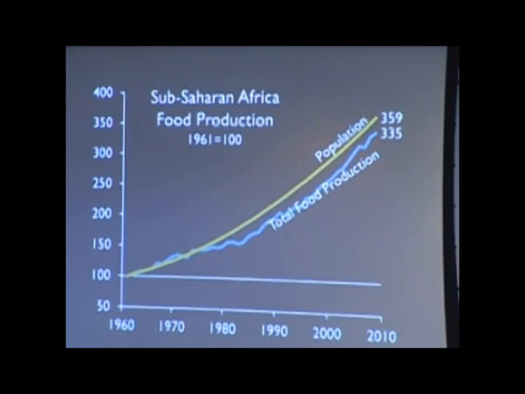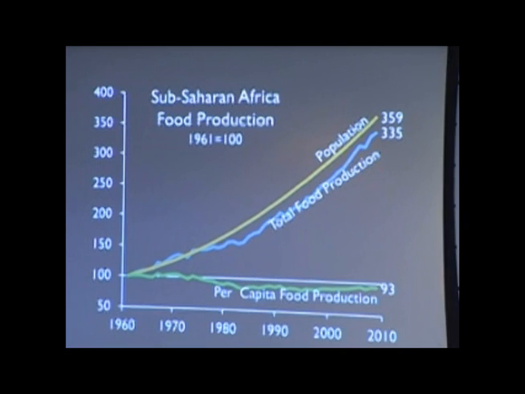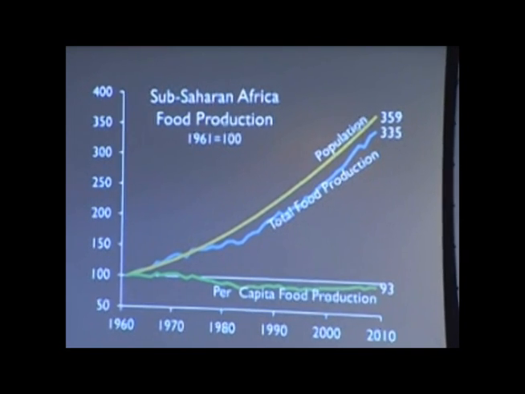Enormous increases in population that are continuing, so that per capita food production has actually declined by 7% from 1960. So challenges there, but not an entirely gloomy picture, because certainly if one gets the impression that nothing has happened in Africa since 1960, that's definitely not the case. There's enormous increased productivity, just not fast enough to keep up with population.